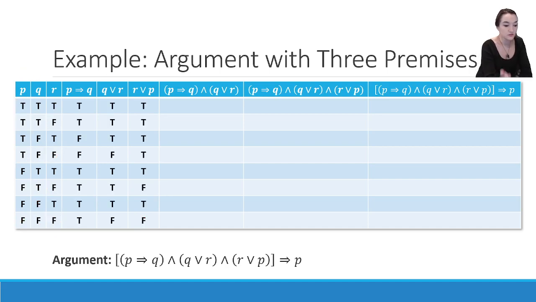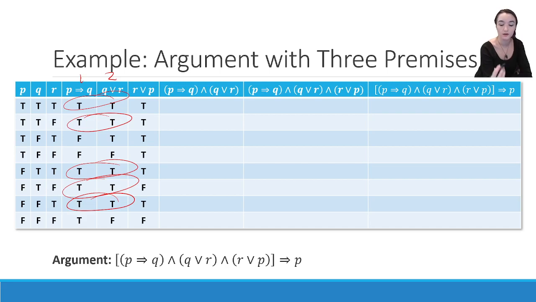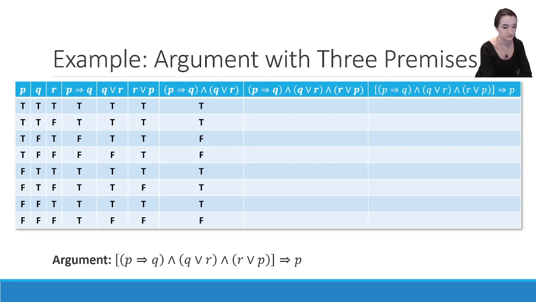Now we are conjuncting first 1 and 2. And our conjunctions, our and statements, are only true if both are true. So we've got both true, both true, both true, both true, both true. So we've got 3, 4, 5 rows where they are both true. So that's going to give us our trues. Everything else is false.